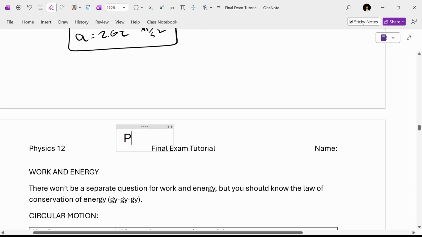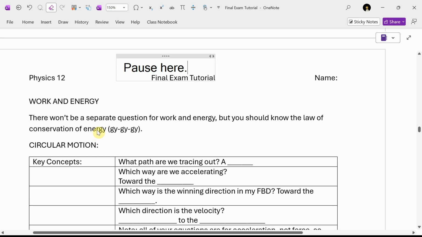We're going to pause here. I was hoping to get to work and energy. Well, you know what? Here, I can get through it. I wrote this. There won't be a separate question for work and energy. I didn't put that as a section, but you should know the law of conservation of energy. I snuck that in other locations. It was easy enough to add that as a part B or a part C. Okay?